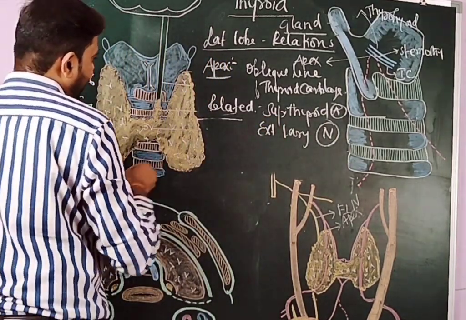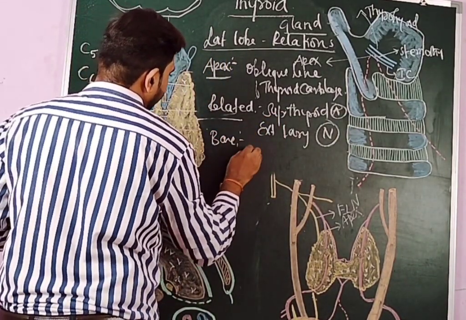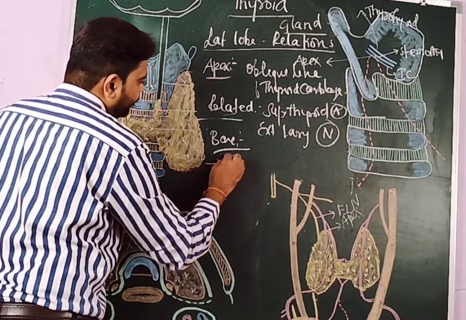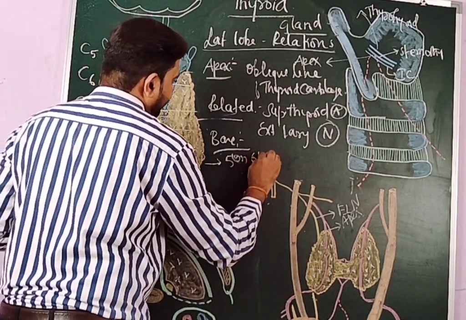So this is about the apex. When we talk about the base, this is the base. The base extends up to the fifth or sixth tracheal ring.